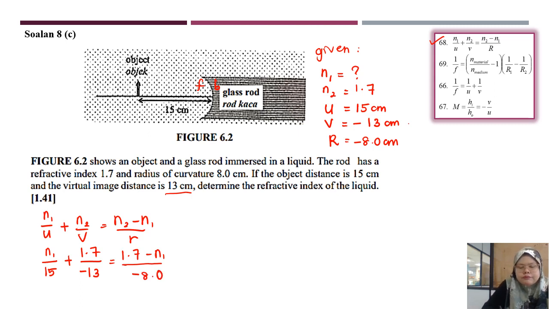So from here you can get N1. You have to calculate carefully. So you will get N1 equals 1.41. So the index of refraction of the liquid is 1.41.